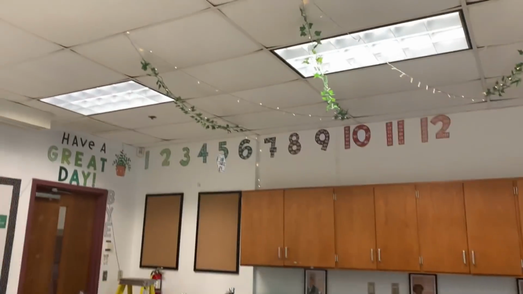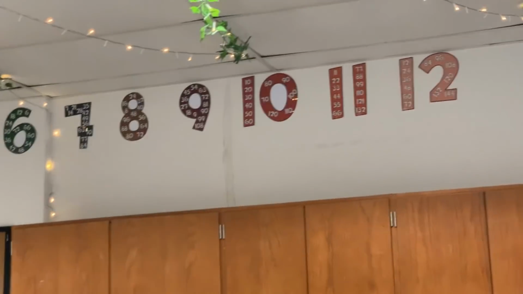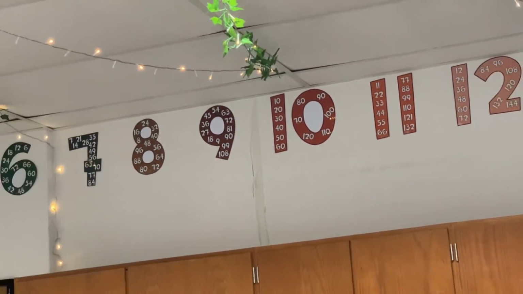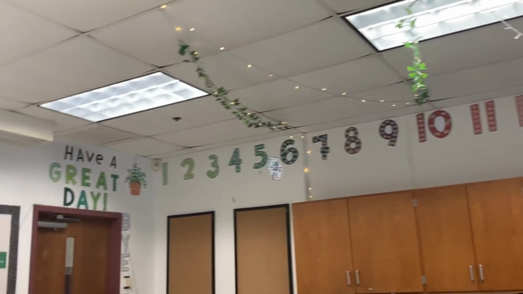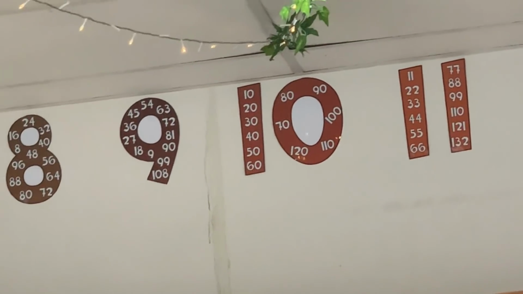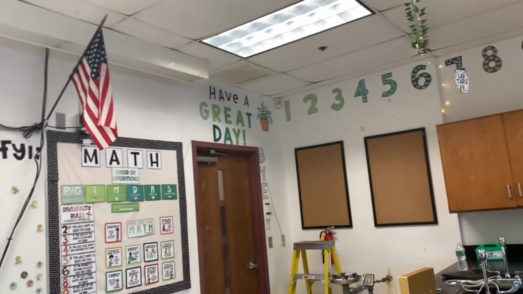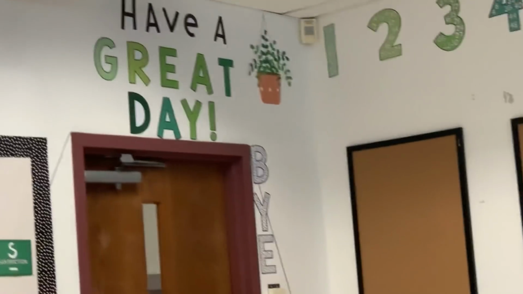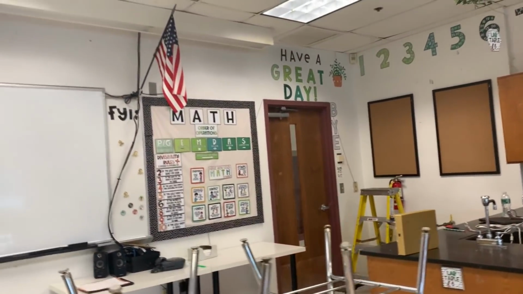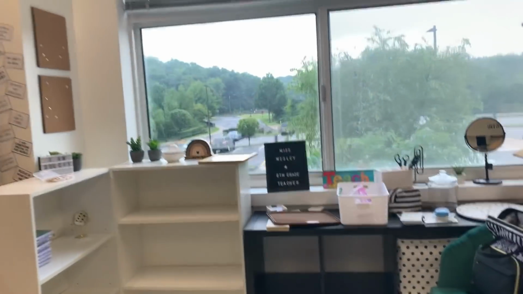Oh, I put these skip count numbers up here. I made them myself so they go with my color scheme, but they are the multiples of each number up to 12. So 1 through 12, and then each of them have their multiples, like the multiples of 10 up until 12, and then 9, 8, 7, 6. So I put that up there. Again, my "have a great day, bye" is up. Added a plant.